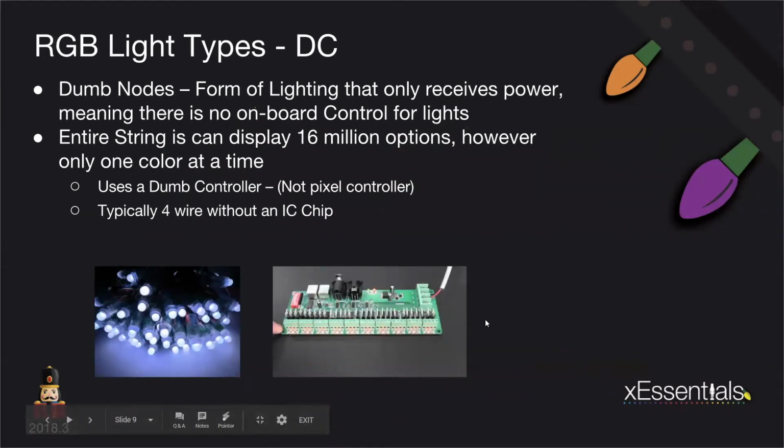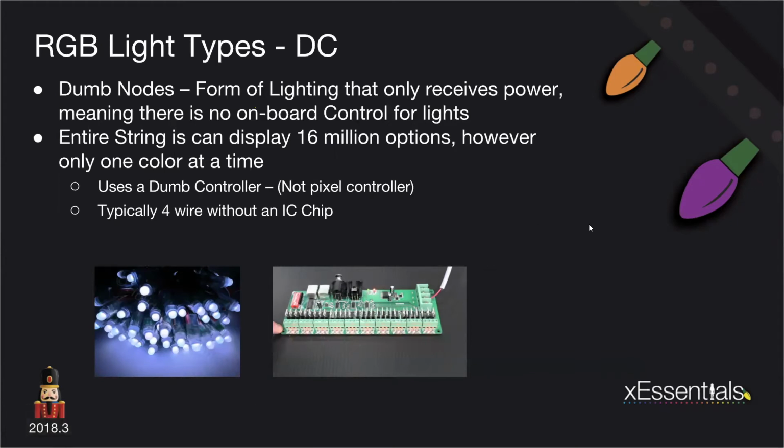One of the most common types of RGB lights are dumb nodes. The easiest way to identify dumb nodes versus smart pixels is that they only receive power. There's no IC chip on the node itself. The wonderful thing about these types of lights is that once you light the string in one color, the entire string is that one color. This is represented in the picture on the left-hand side. With dumb nodes, you actually use a dumb controller.